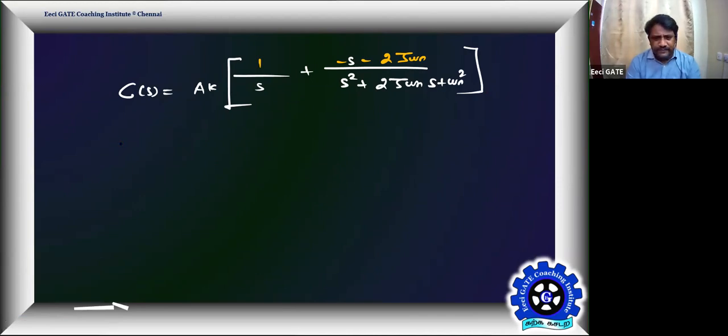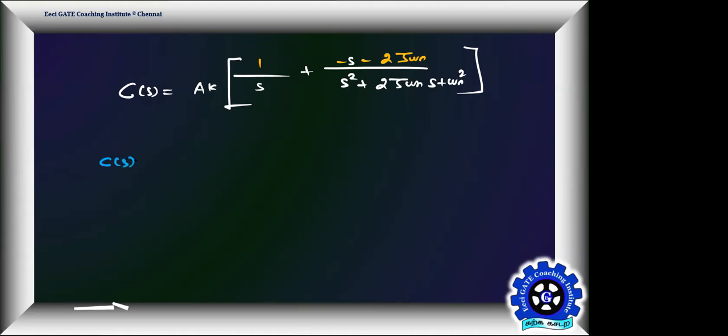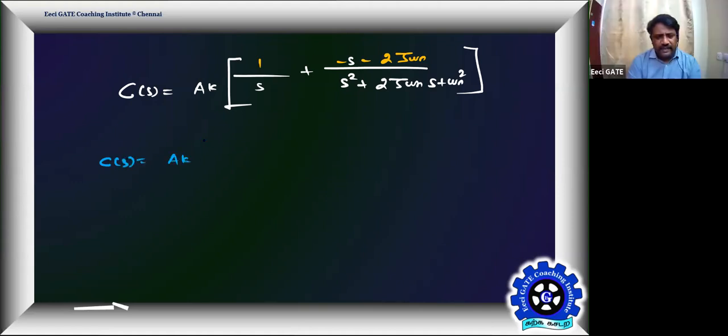Easy, right? Yes, sir. Then C of S can be written as AK into 1 by S, which is ready for Laplace inverse. Let me take minus common. If I take minus out, what is the remaining here?